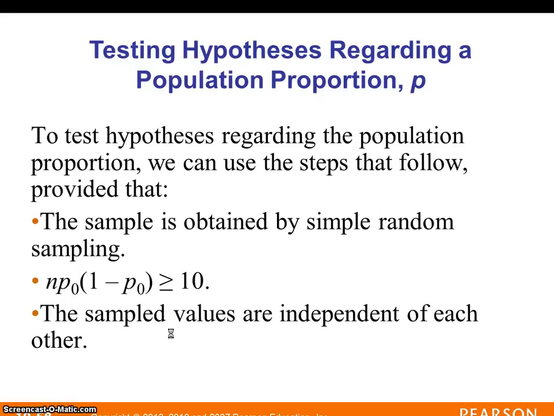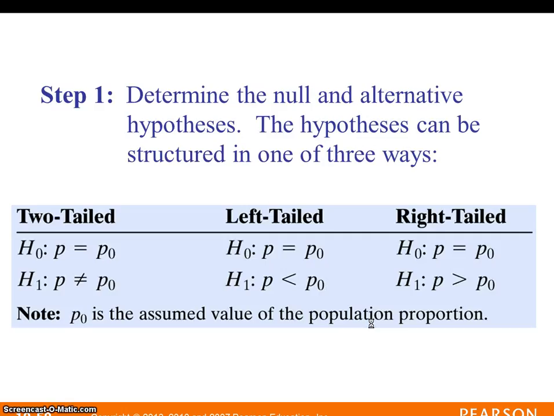So as far as testing a hypothesis regarding a population proportion, we can use the steps that follow, provided that the sample is obtained by simple random sampling, this value is greater than 10, and the sample values are independent of each other. Step 1 would be to determine the null and alternative hypotheses. And hypotheses can be structured in one of 3 ways. This is basically the same thing listed on the bottom of page 487 and the top of page 488 in your book. Again, we can have a two-tailed test, left-tailed test, or right-tailed test, as we saw in 10.1.